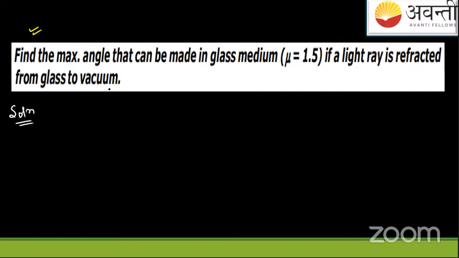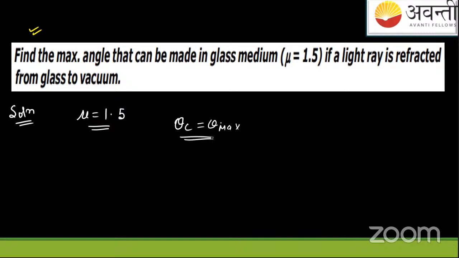So it's written here, find the maximum angle that can be made in the glass medium, mu equals 1.5, and if light is reflected from glass to vacuum, what does it mean? It says the maximum angle that can be made in the glass medium. See, they have just changed the word. So the examiner, the questioner, can try to confuse you. So how much can the maximum angle be? Maximum angle is that critical angle. Okay, that is critical. This is the max angle.